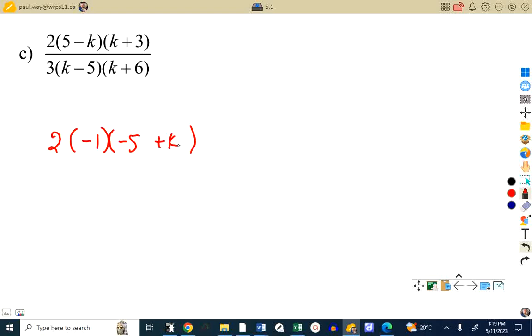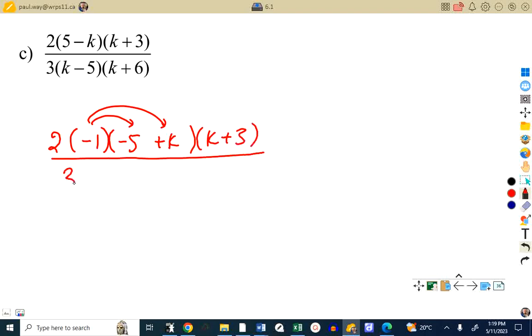Just take a breath here. Multiply this out. Can you confirm that you'll get 5 minus k? Okay. And then k plus 3. And this is over 3 times k minus 5 times k plus 6.